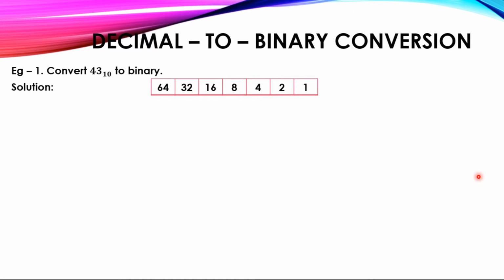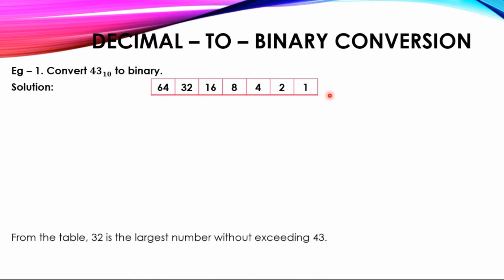So table of power of 2 means what? 2 raised to 0 is 1. 2 raised to 1 is 2. 2 raised to 2, 2 raised to 4, 2 raised to 5, 2 raised to 6, 2 raised to 7. So this is the raised to power of 2. So this is called your table of power of 2. Now how to solve it? Now how to get a binary number we will see.